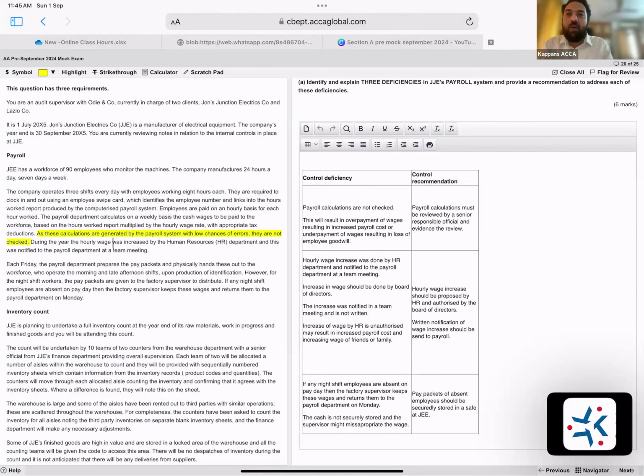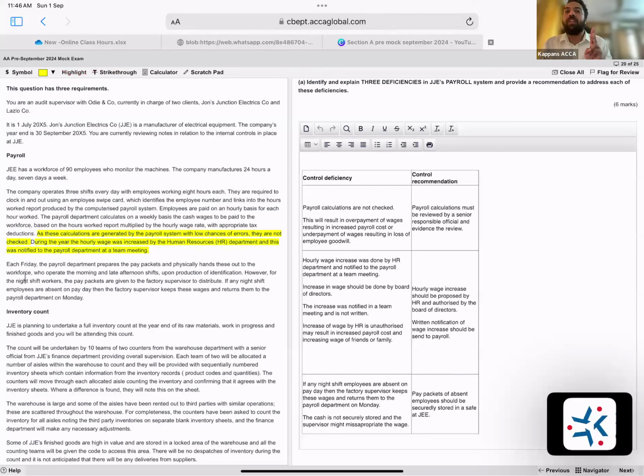During the year, hourly wage was increased by HR department, and this was notified to payroll department at a team meeting. There are 2 problems in this one. One, the hourly wage increase is being done by HR department. HR department should not increase wage. Wage can be proposed by HR department, but it should be authorized by board of directors. So if HR department is authorizing it, there is unauthorized wage increase, point number 1.